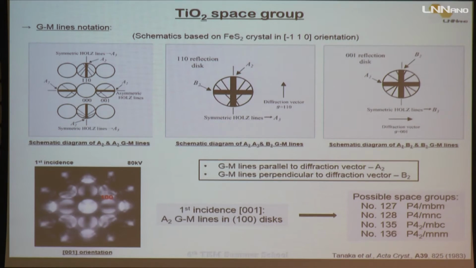Next, if you're using the tables that were published by Tanaka, he has nomenclatured these GM lines as A2, A3, B2, B3.